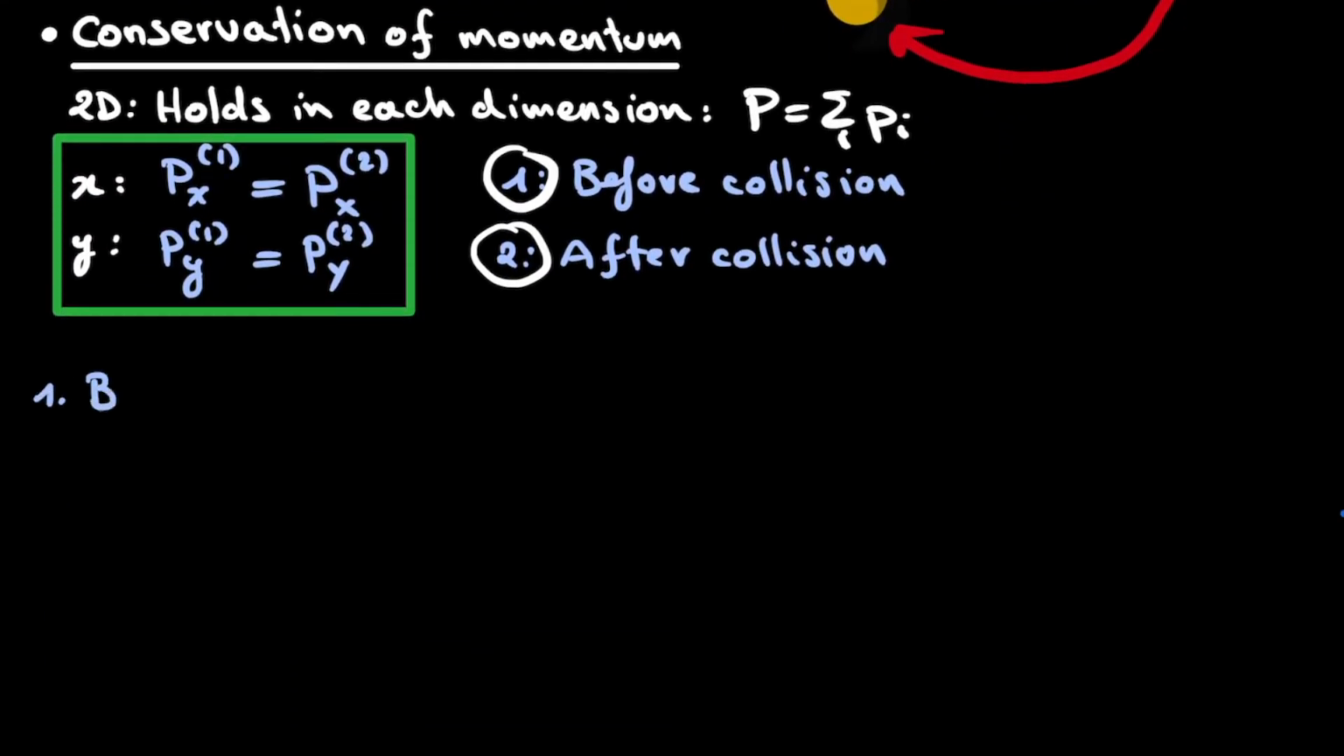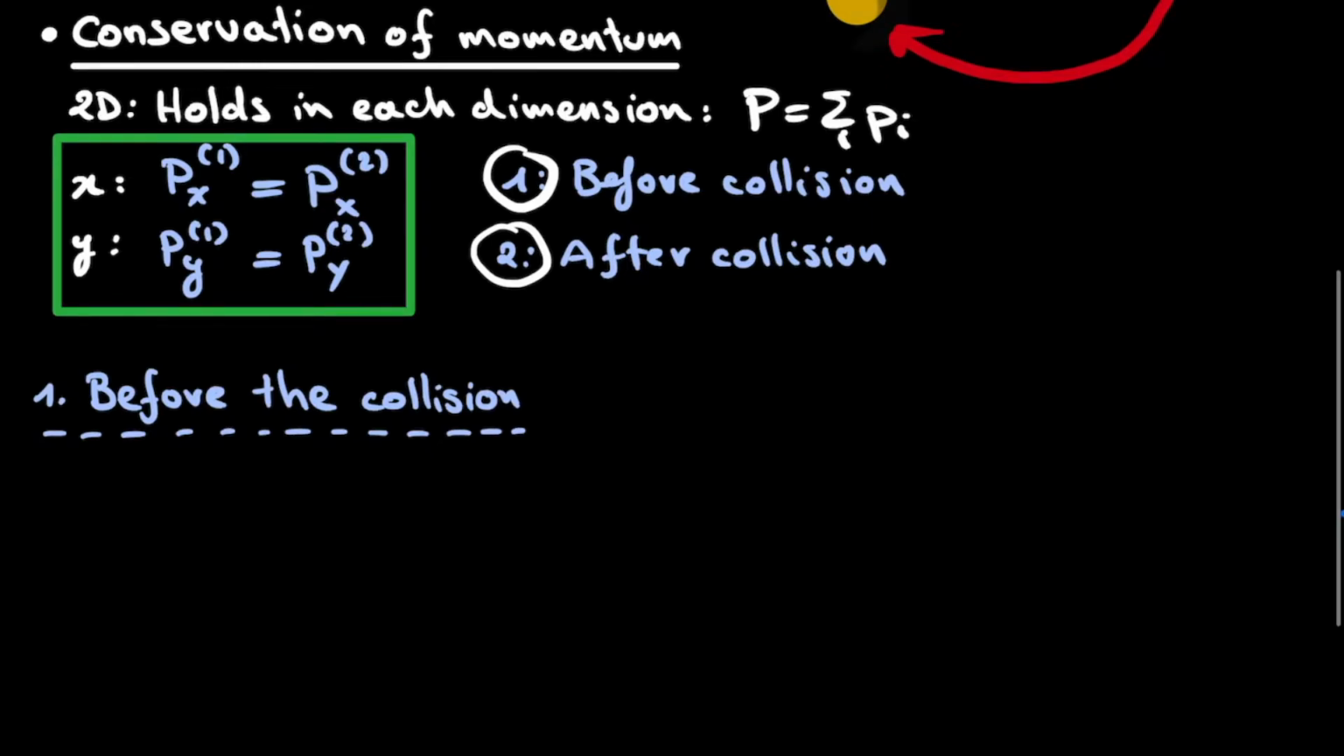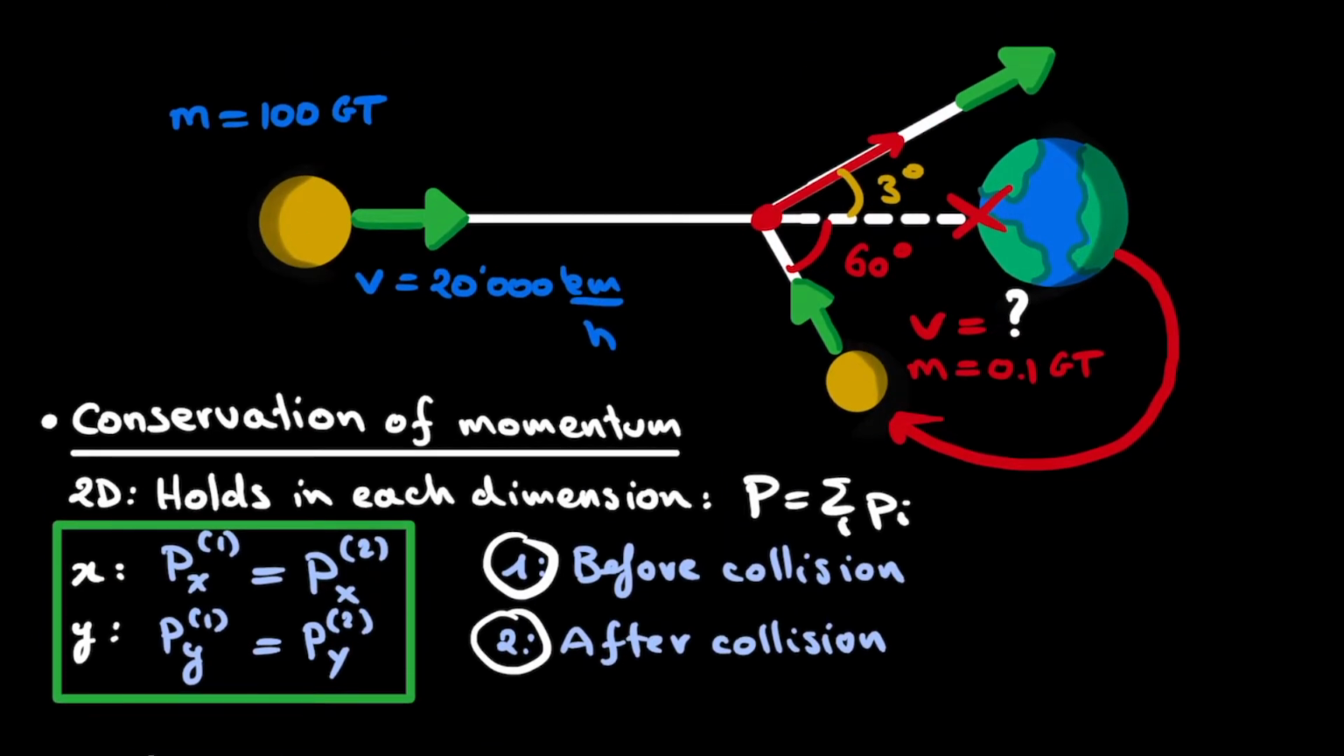So first, let's calculate the total momentum in both the x and the y direction before the collision has taken place. And to do this, we need to go back to our original sketch and define an x and y direction. And let's take the most obvious way, which is that the x direction is simply in the direction that the comet has towards the Earth. So this will be the x-axis, and the y direction will simply be perpendicular to it. So it will be this axis, the y-axis.